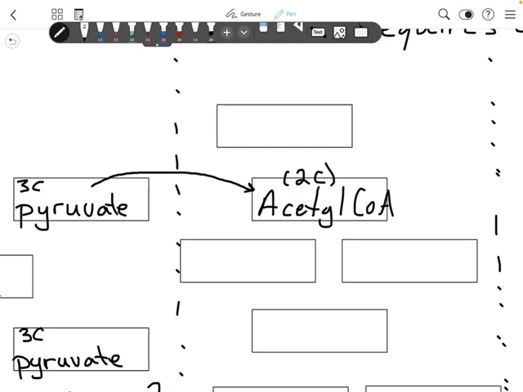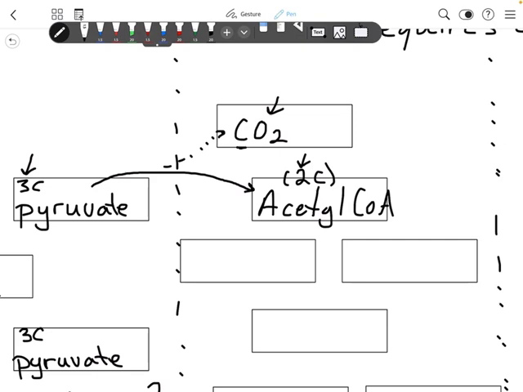Now that only happens, so we had a 3-carbon go to a 2-carbon. So where did the other carbon go? Well, this is why it is an aerobic process, which means there has to be oxygen present. If there's oxygen present, that extra carbon leaves as CO2. So there's the carbon that we were talking about, and this is why it's aerobic, because we need that oxygen. The oxygen combines with the carbon in order to go from a large 3-carbon to a 2-carbon molecule.